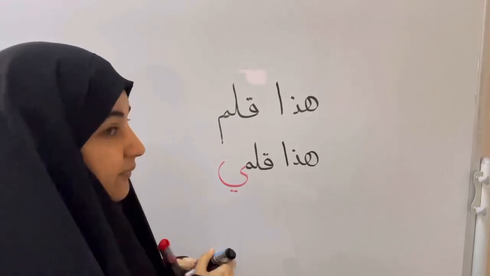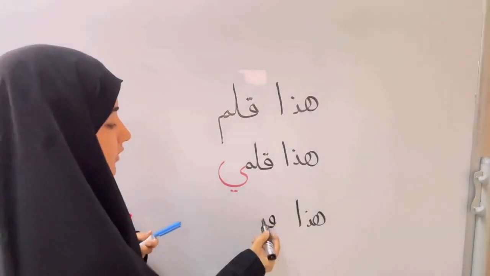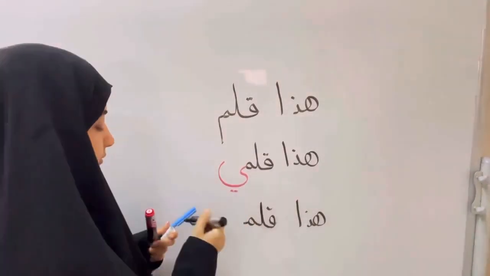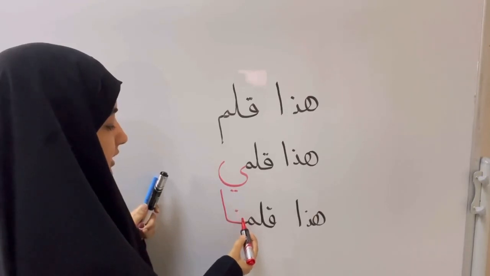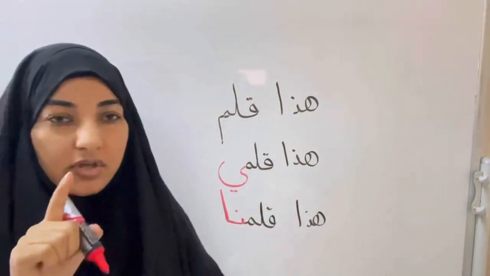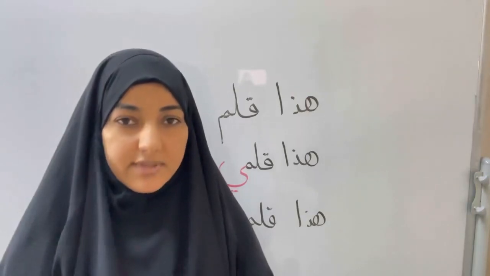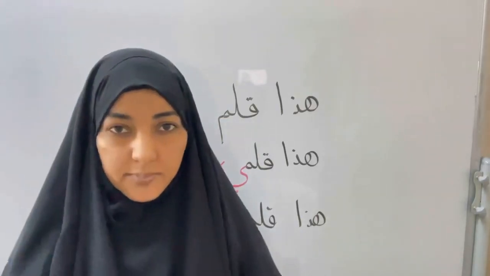هذا قلمنا. Until here it is قلم, and you add the suffix نا, the ن sound and the long vowel ا. So نا is the possessive pronoun for first person plural. Let's go to the next part. Now for second person: the second person is the hearer, is you. You are listening to me, so you are the hearer, the listener.